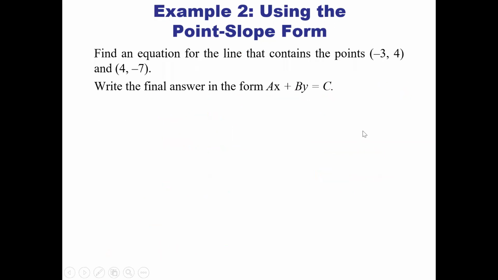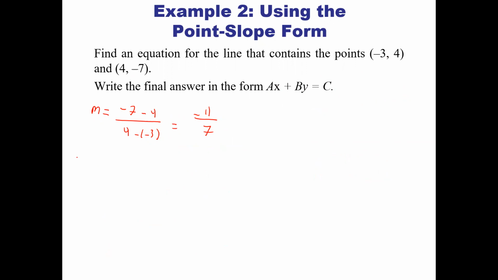All right. Let's see here. Find an equation for the line that contains the two points, and they want it again in the final form ax plus by equals c. All right, well, we don't know the slope. So the first thing we're going to have to do is find the slope. So if we take -7 minus 4 over 4 minus -3, that's going to be -11 over 4 plus 3, that's going to be 7. And so that should be your solution there.